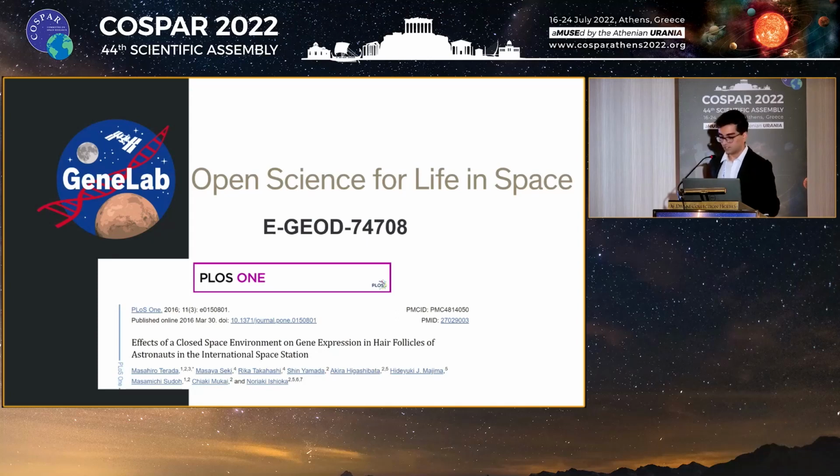So the study this data was obtained from is titled Effects of a Closed Space Environment on Gene Expression in Hair Follicles of Astronauts on the ISS. It's definitely a mouthful, but I would encourage everyone to take a look because it's very interesting. But back to my study, the data that I'm using is microarray data, and it's accessed from the NASA GeneLab repository, which again, cannot recommend highly enough.